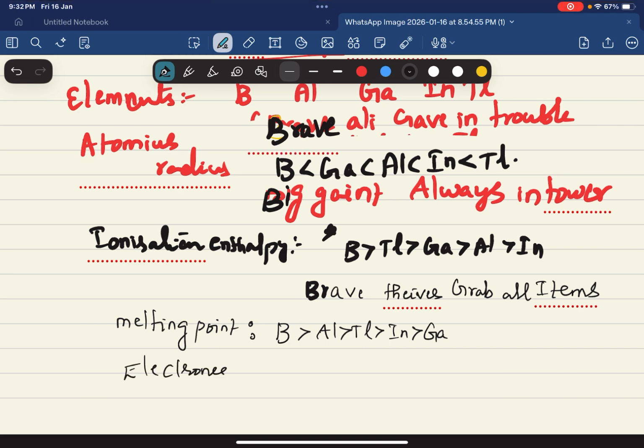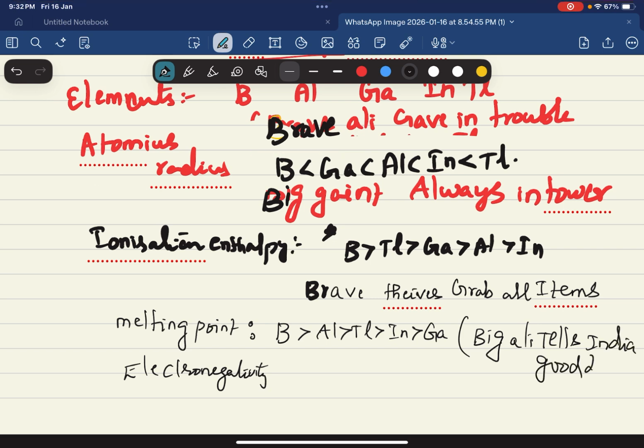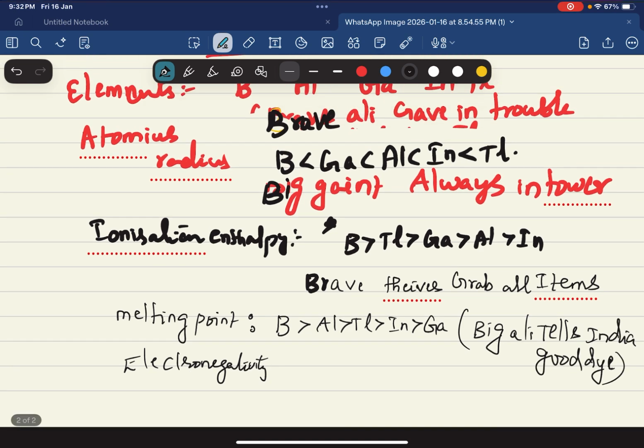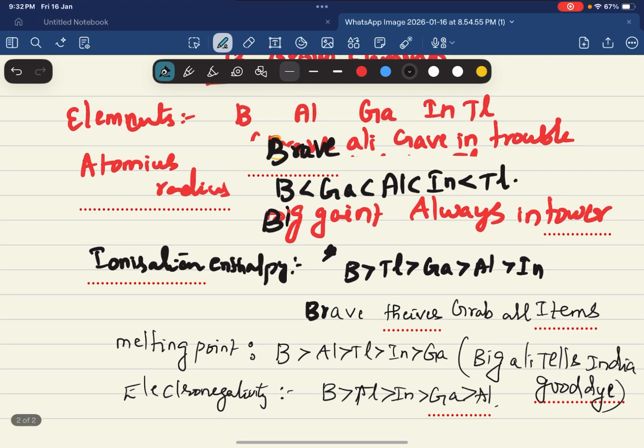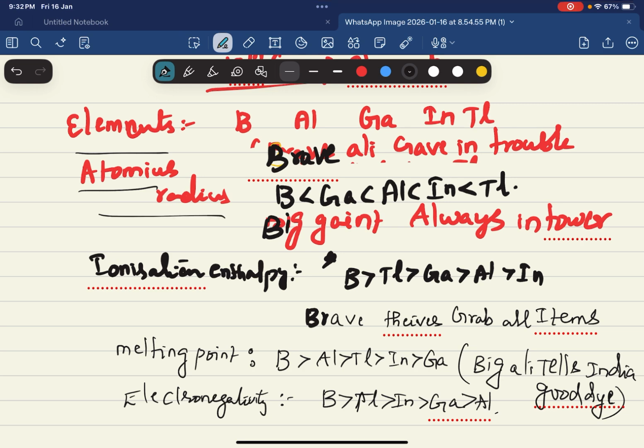Electronegativity. So here, big Ali tells India goodbye is the mnemonic to remember this. And electronegativity order: boron greater than thallium greater than indium greater than gallium greater than aluminium. These are some important mnemonics and trends for the 13th group elements. So similarly we can discuss some more important points.